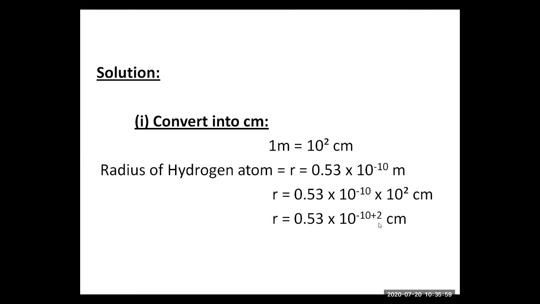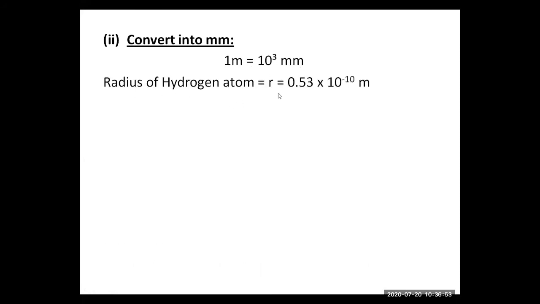After that we will calculate it. So minus 10 plus 2 is equal to minus 8, and we will write the sign of the greater number. So the required result is that R is equal to 0.53 multiplied by 10 raised to the power minus 8 centimeter. Okay, take the screenshot.